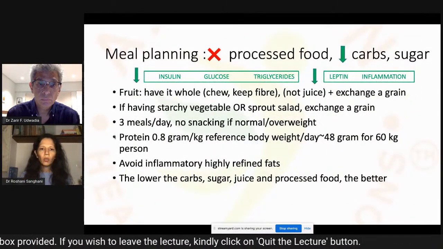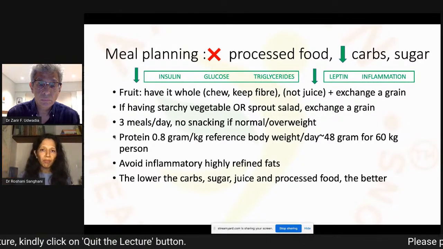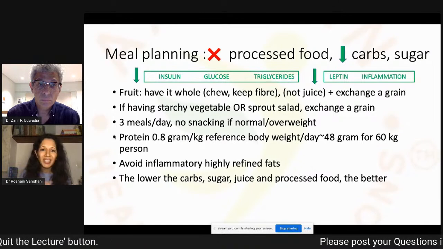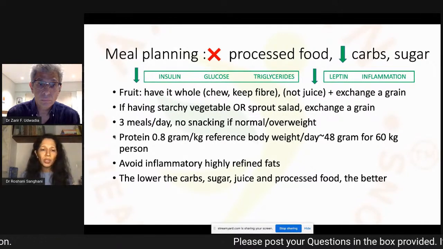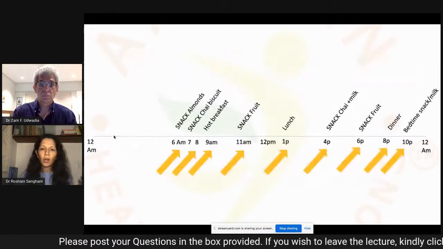In summary, we're trying to keep insulin, glucose, and triglycerides low to reduce the inflammatory response. This is based in science, okay? Reduce the snacking if they're overweight, for sure. And again, avoiding the processed food.